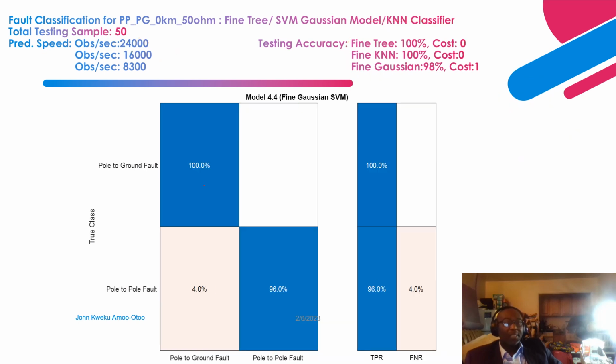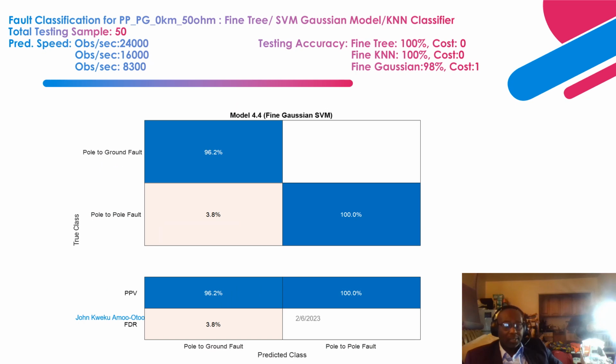Next is your quantity in numbers converted into percentages. For pole to ground fault, 100% classified correctly, and for pole to pole fault, 4% misclassified and 96% classified correctly for your testing data. Next is another confusion matrix in a different dimension, with your positive predictive values, which talk about your correct prediction, and the false discovery rate is your misclassification.